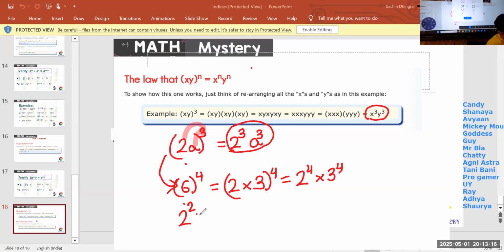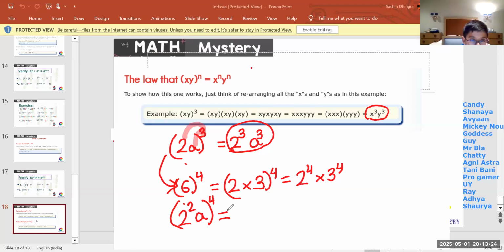Example. I am giving one more. Let's say it is 2 square a, and whole to the power 4. Then what will be my answer, Scooter? So you will multiply the powers: 2 to the power 8, a to the power 4.